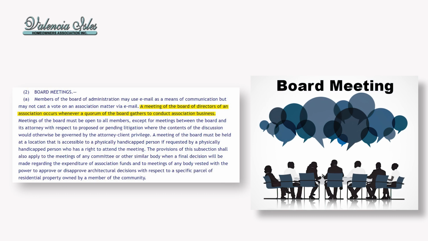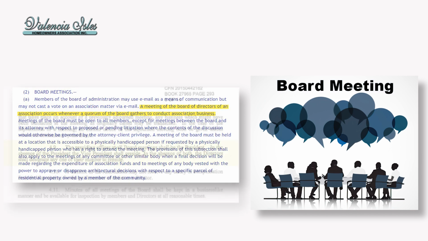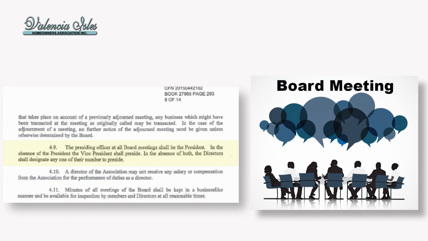I'd like to take a little time to discuss our Valencia Isles board meetings. A board meeting is how our board of directors performs the legal business of the association. Board meetings are presided over by the president or, in his or her absence, the vice president. If both the president and vice president are absent, the remaining directors may delegate a director to chair the meeting.